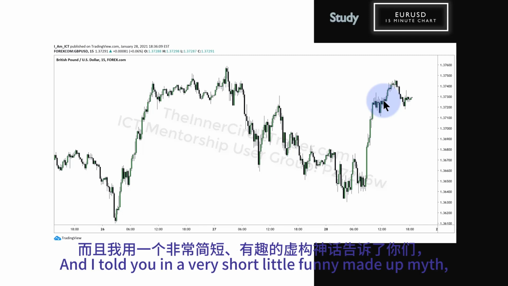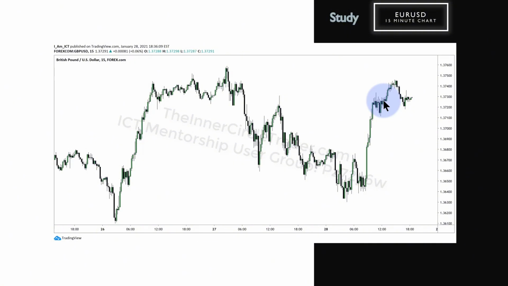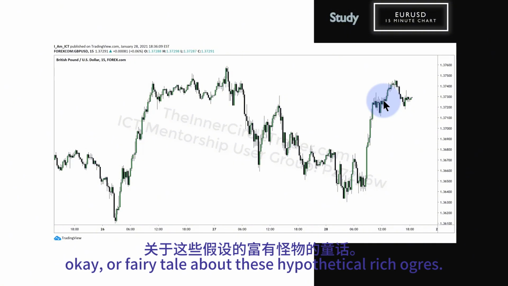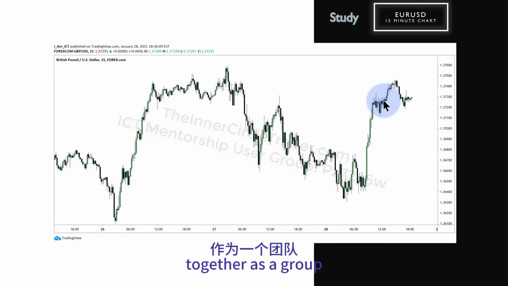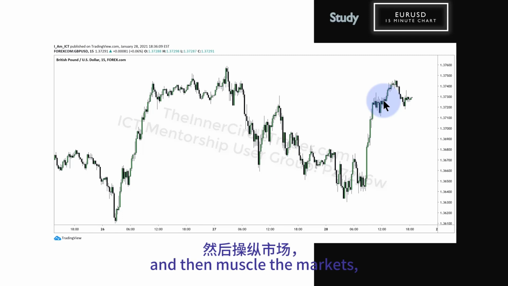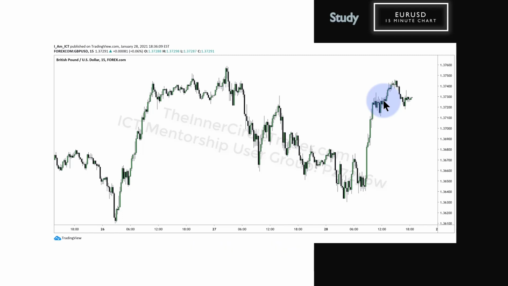I told you in a very short little funny made-up myth, or fairy tale, about these hypothetical rich ogres. And the story was basically trying to communicate that the average Joes are never going to be able to come together as a group and then muscle the markets how smart money does it. And today was an example of that.